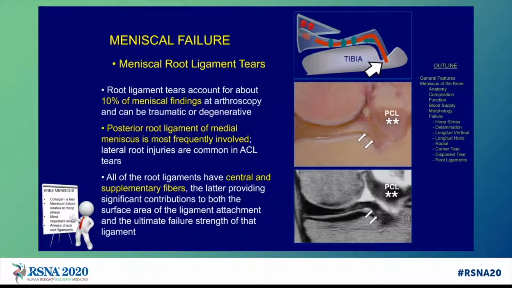We're going to finish up in the last few minutes by talking about the meniscal root ligaments. Now, there are 4 of them, but I'm going to concentrate on the posterior root ligament of the medial meniscus. At the time of arthroscopy, the root ligament problems account for 10% of things that are found related to the meniscus. The posterior root ligament is probably the most common site of abnormality, but when you're dealing with ACL tears, always study the root ligaments of the lateral meniscus.